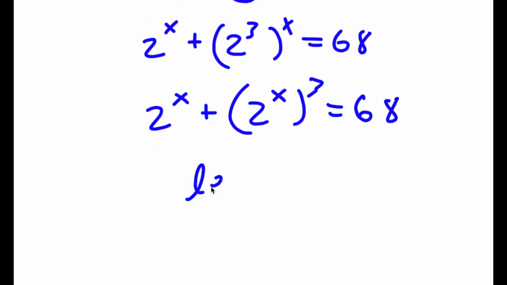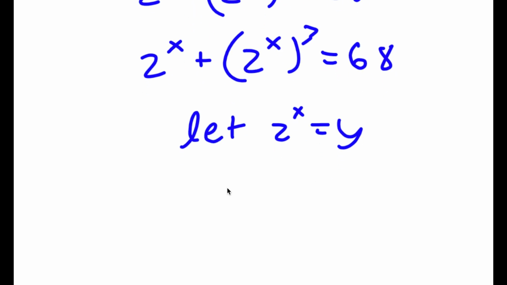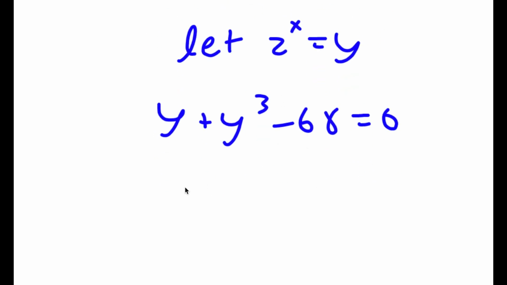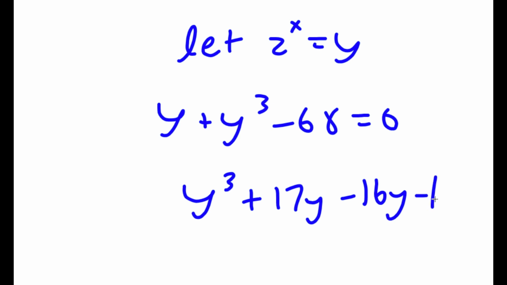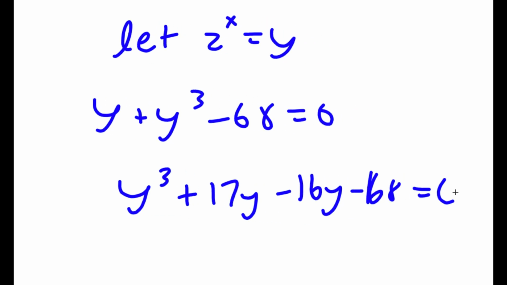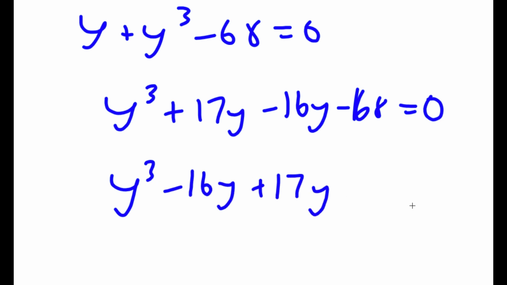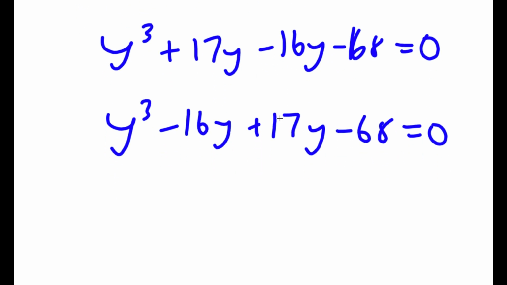Now I'm going to let 2 to the power of x equal to the variable y. So now I have y plus y to the power of 3 minus 68 is equal to 0. And this is the same thing as y to the power of 3 plus, I'm going to rewrite y as 17y minus 16y minus 68 is equal to 0. Now I get y to the power of 3 minus 16y plus 17y minus 68 is equal to 0. So I simply switch the places of 17y and negative 16y.